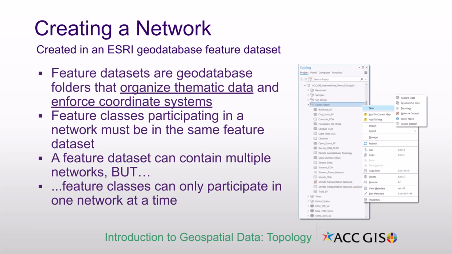Now, as previously stated, a feature dataset can contain multiple networks, but feature classes can only participate in one network at a time. And if you look at the Sunset Valley feature dataset, I can see multiple networks: the parcels geodatabase topology, the streams trace network, and the streets transportation network. But for example, in the streams trace network, the participating feature class is the line streams underscore COA feature class. Because that particular feature class is participating in the streams trace network, it cannot additionally participate in the parcels geodatabase topology or the streets transportation network at the same time.